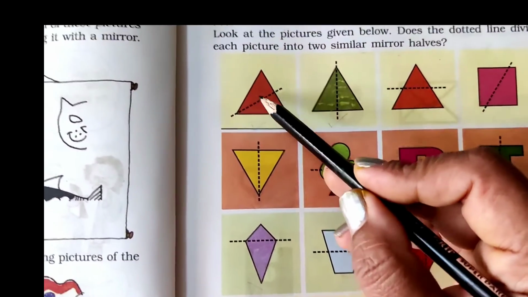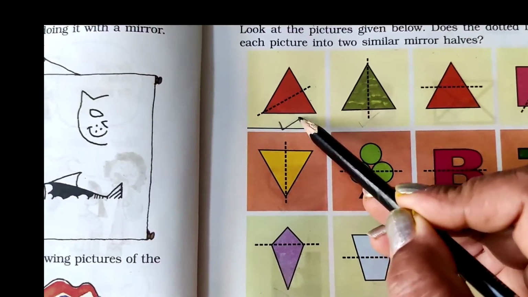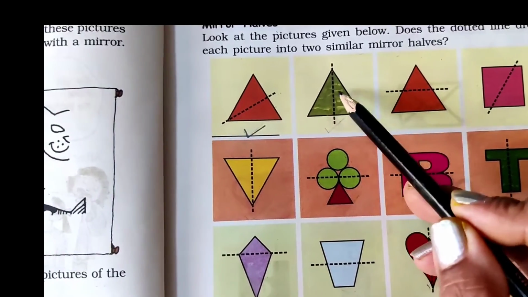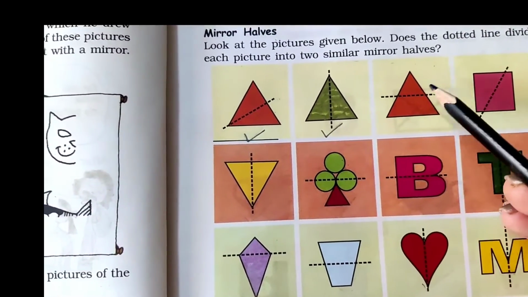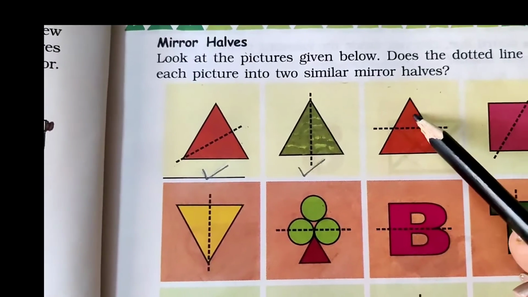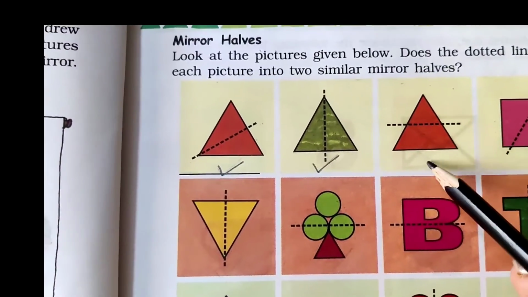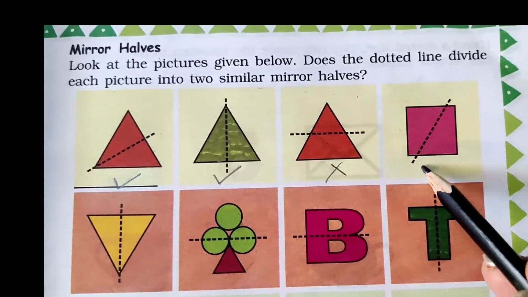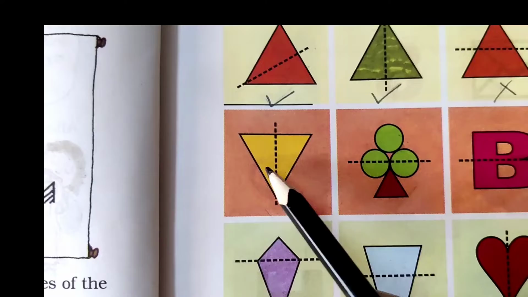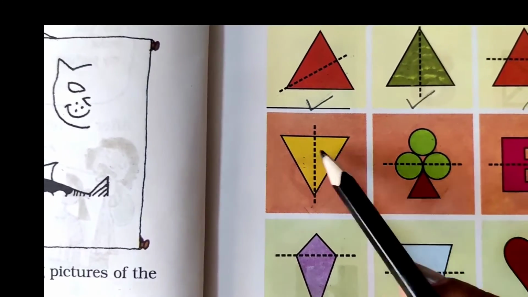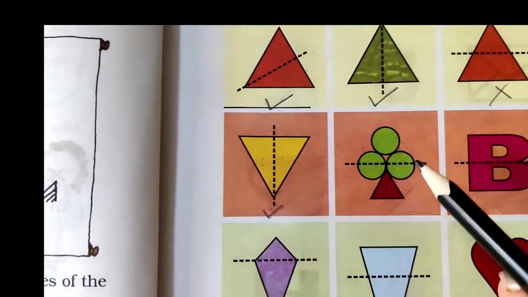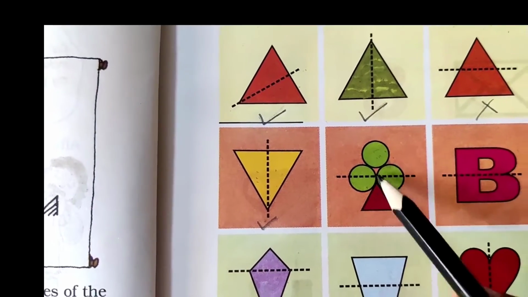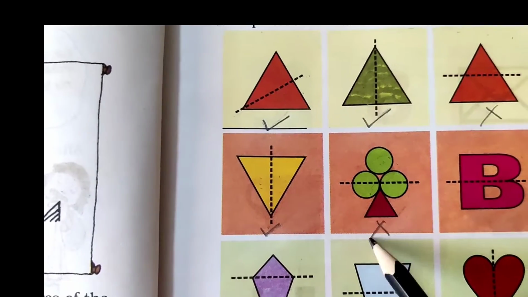See, this one is in the mirror half, exactly into two parts, so we'll put a tick here. This one is also into mirror half, it is exactly into two parts, put a tick here. This one is not into mirror halves, this is smaller, this is bigger, so we'll put a cross here. This one is also into the mirror half, so we'll put a tick over here. Another one, this one is also divided into exactly two parts, so we'll put a tick here. This tree figure is not divided into two parts. This is another picture, so we'll put a cross here.